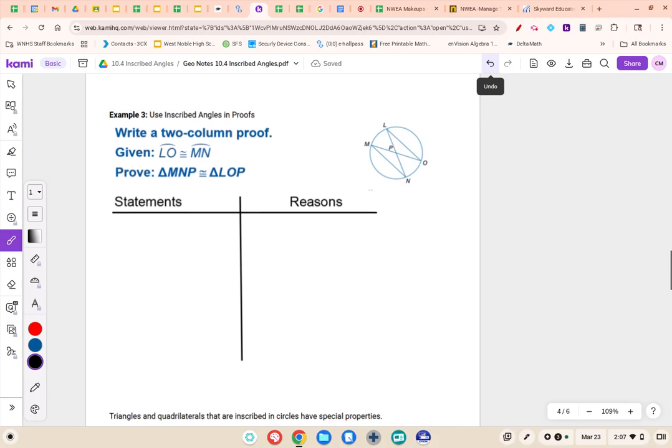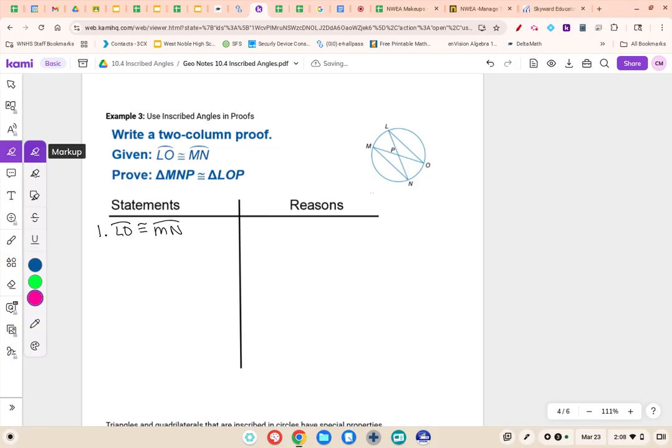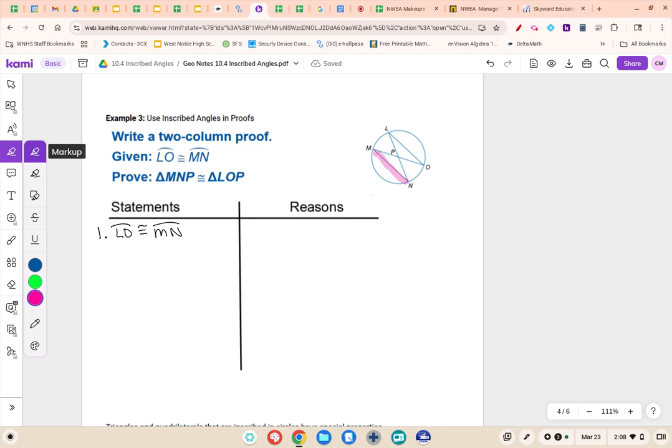We have a proof here. We're going to use our inscribed angles in our proof. We're going to write a 2-column proof. Always start with your given. Even though I accidentally didn't do that on the last one, we fixed it. We have arc LO is congruent to arc MN. We are trying to prove triangle MNP is congruent to triangle LOP.